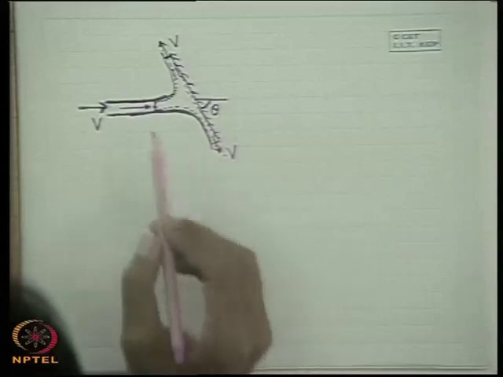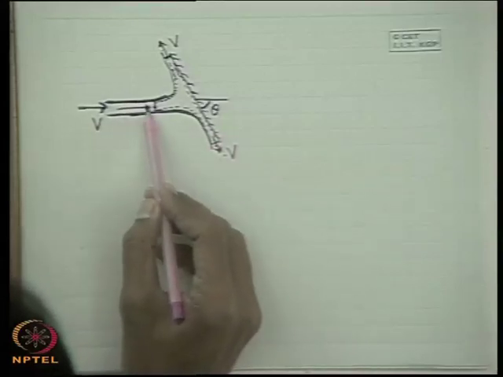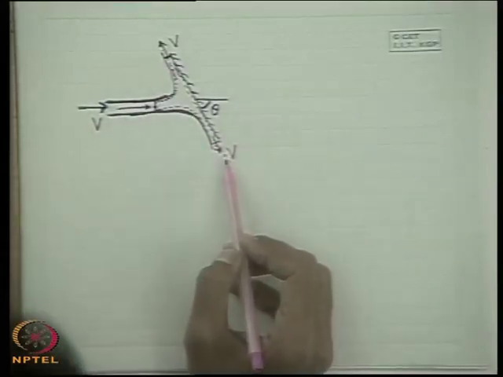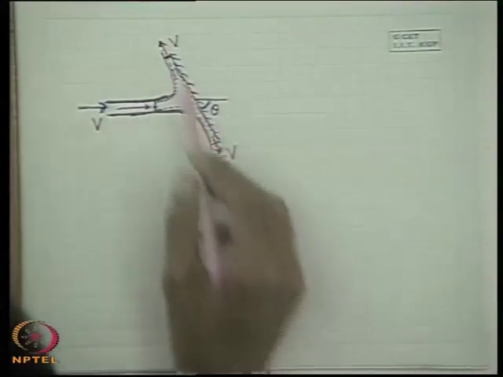So, in that case we can write that the velocity at inlet and outlet are same from the Bernoulli's equation. Therefore, outlet velocities are v.